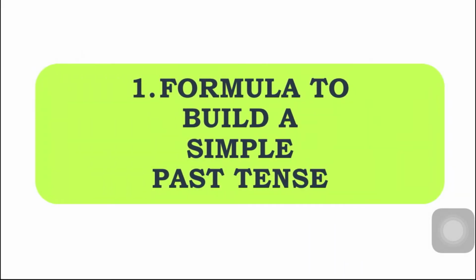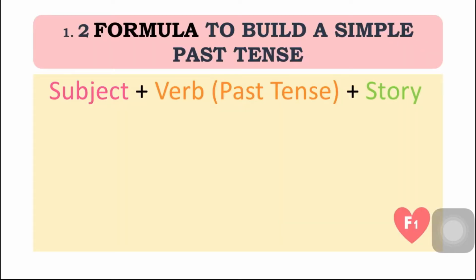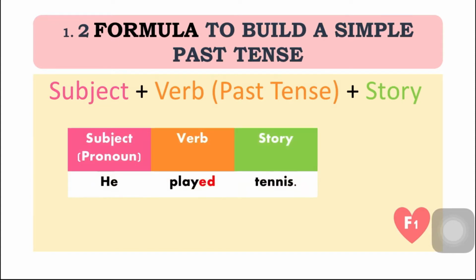For the first one, the formula to build a simple past tense. There are two formulas to build a simple past tense. The first one is subject plus verb in past tense form plus story. For example, he played tennis. So he here is the subject, played here is the verb in past tense, and tennis is the story that completes the simple past tense.